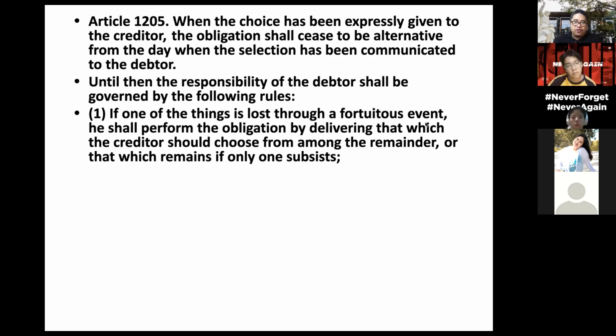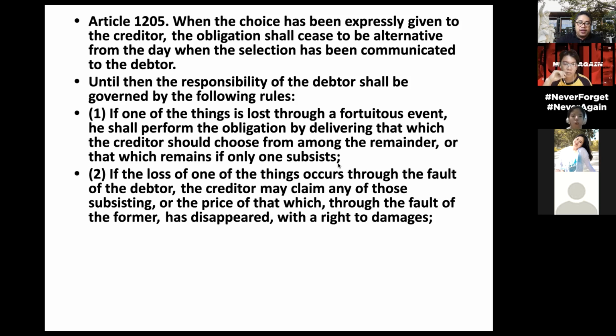If one of the things is lost through a fortuitous event, he shall perform the obligation by delivering that which the creditor should choose from among the remainder. A fortuitous event is an act of God which, although it is foreseen, cannot be avoided. Meaning, it was lost not by reason of your fault. Like a storm or an earthquake. These are instances where the loss of the thing is attributed to that happening, but it is not due to your fault. So what happens? The creditor will choose from the remainder, or that which remains if only one subsists.